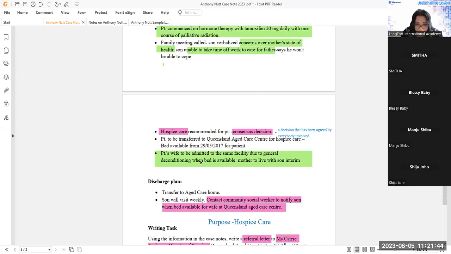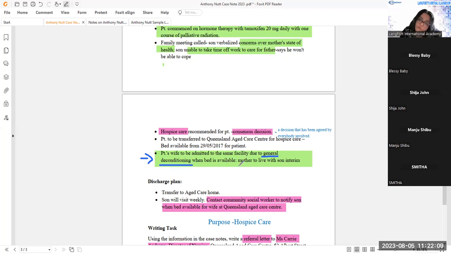Okay. And read this one. Read this sentence. Patient's wife to be admitted to the same facility due to general... So what other? She has dementia. From history, we know patient's wife has dementia. What else does she have? General deconditioning. Overall deconditioning. Okay.